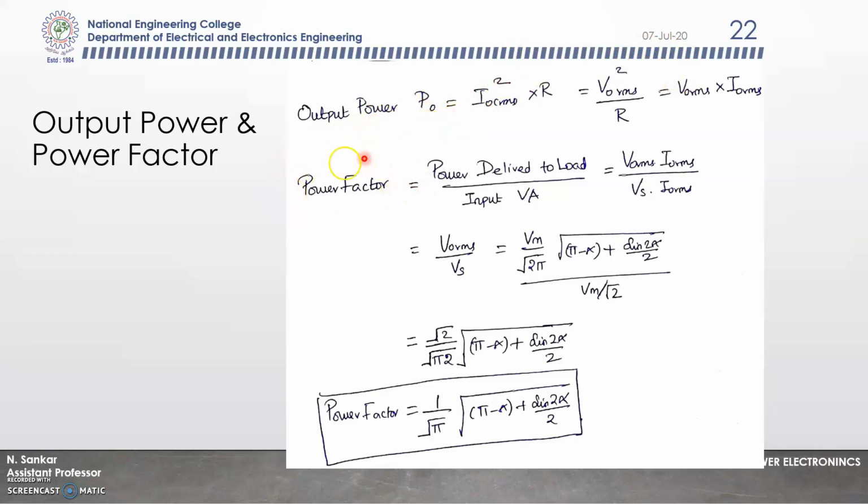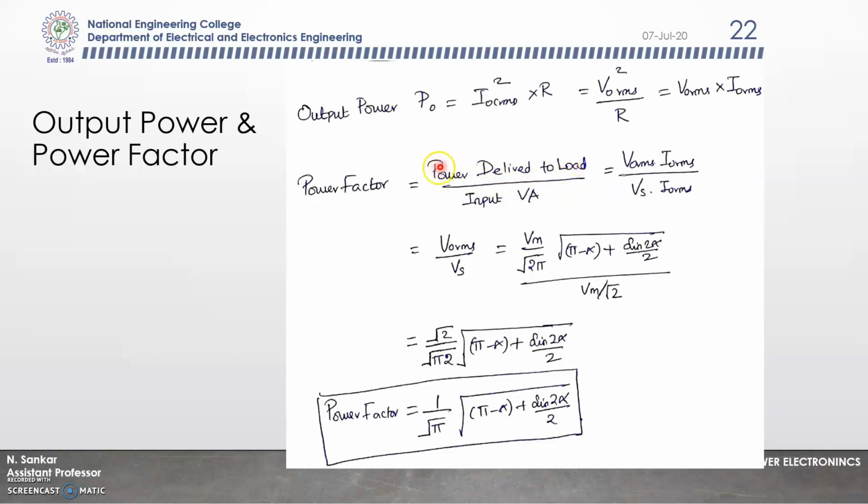So the power factor is for the input side. We are calculating the input side power factor. That is based on the output by input, that is the power delivered to the load and then the input volt amps. So this is the formula for your power factor.